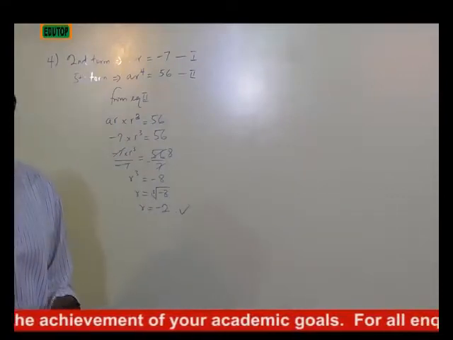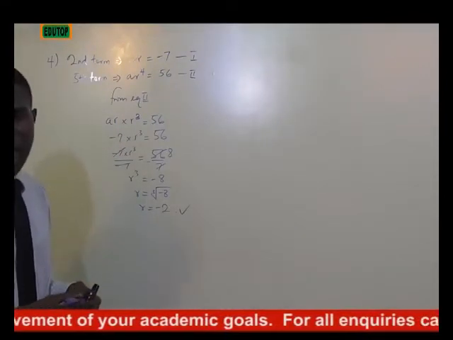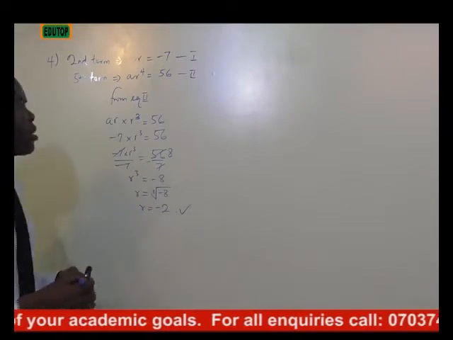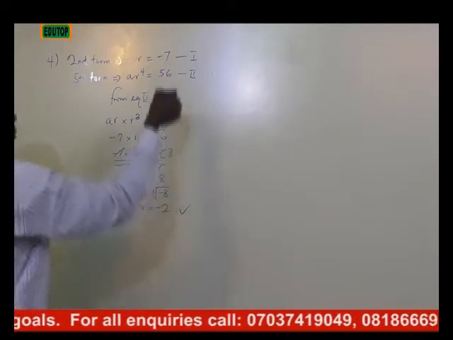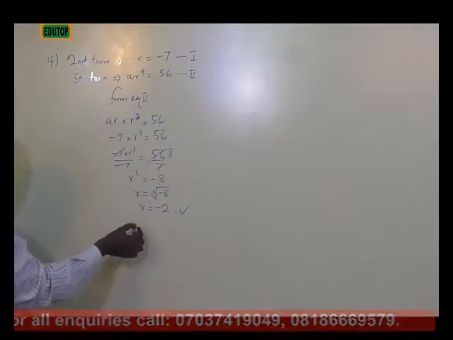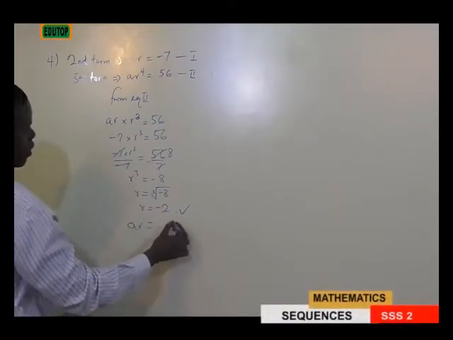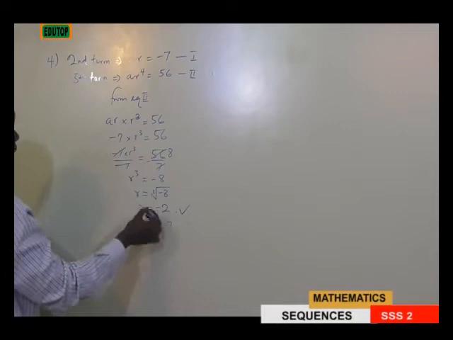Minus 2. That's the A part. The B part, the first term. The question asks us to determine the first term. The first term can be determined from equation 1. Since our AR is equal to minus 7, our R is minus 2.